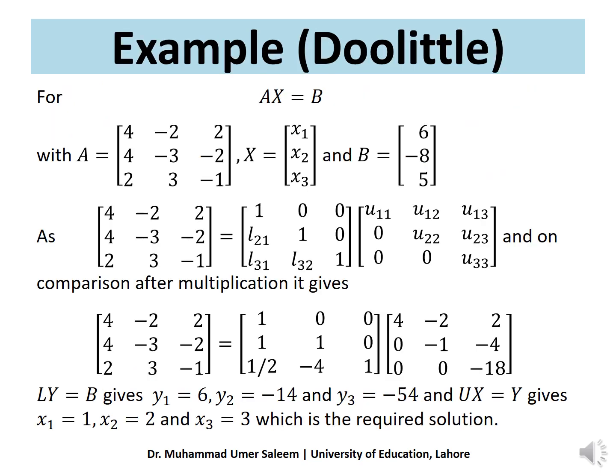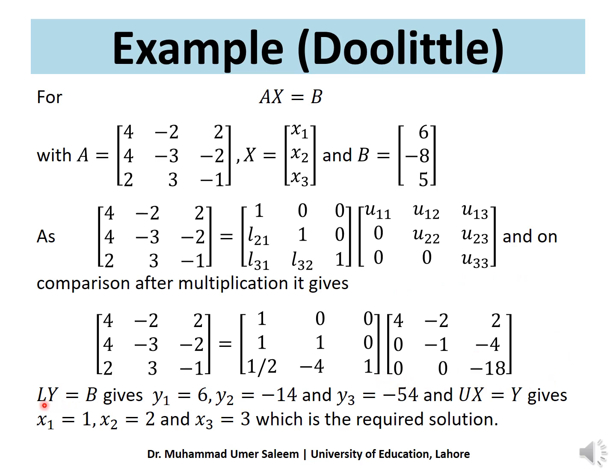Example. So first, Doolittle's method example. For Ax is equal to B, here we consider the matrix A as this one. X is the vector of unknowns and B is the vector of constants. We have to solve this with Doolittle's method. So we consider a unit lower triangular matrix and an upper triangular matrix. By multiplying these two, comparing and solving these equations, we will get the lower triangular matrix as this one, in fact the unit lower triangular matrix, and the upper triangular matrix as this one.